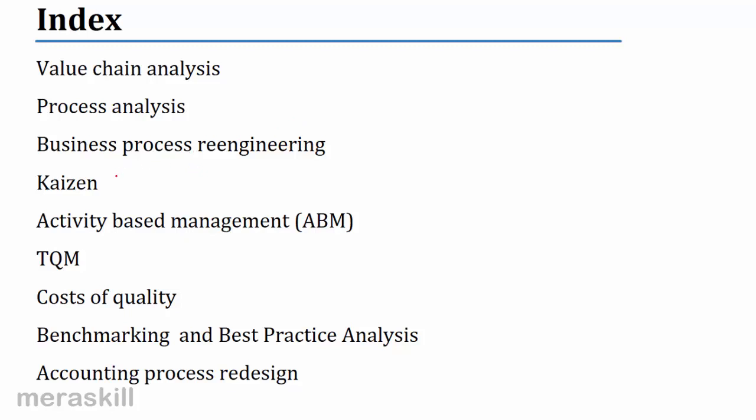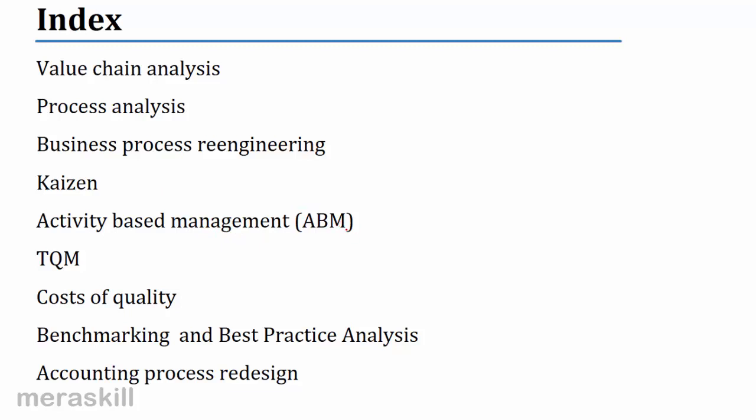We shall be introduced to this technique of Kaizen. Kaizen is a Japanese word meaning continuous improvement, small little improvements made, small steps made continuously over a period of time, and these result in big changes over a period of time. Next, we shall also go see activity-based management. Does this sound familiar, students?